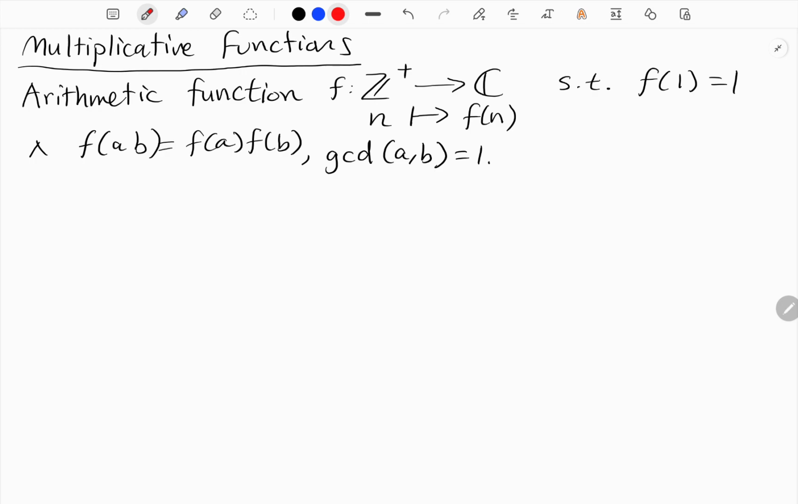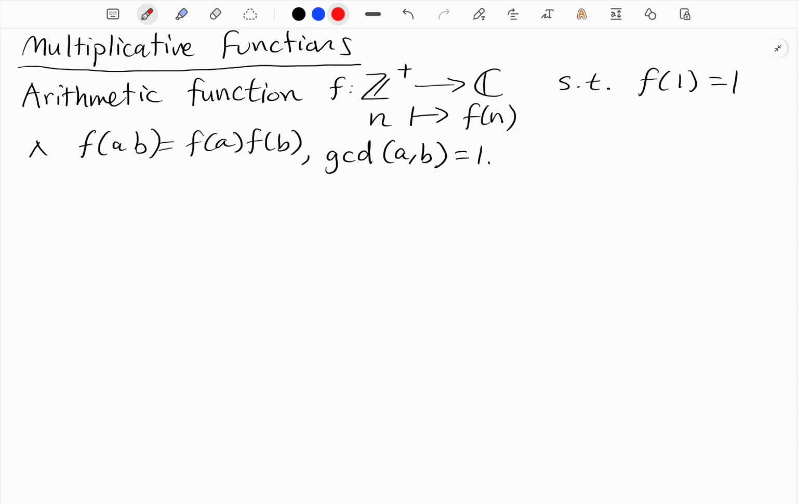So a completely multiplicative function is an arithmetic function where f of a times b is equal to f of a times f of b, regardless of them being co-prime or not. Okay, so it works for all a and b in Z plus. However, for multiplicative functions, they have to be co-prime. Now, if a function is completely multiplicative, it implies it is multiplicative, right? So if it works for every single integer, it works for integers that are co-prime.